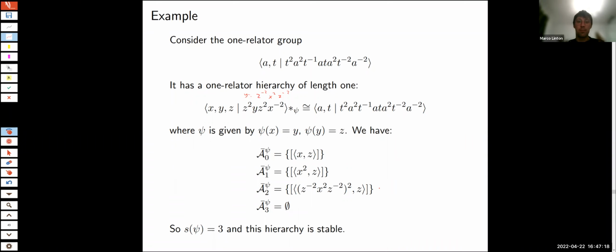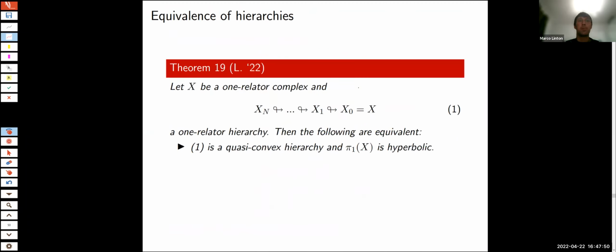For one-related groups, in general it's a little bit more involved because we're not dealing with the free group, but it also can be done algorithmically. So anyway, these are the sets here, and A3 is empty, and therefore this stable number is equal to 3, and this hierarchy is stable. So yeah, there's a hierarchy of length 1. Okay. So we mentioned quasi-convex hierarchies, and we mentioned stable hierarchies.